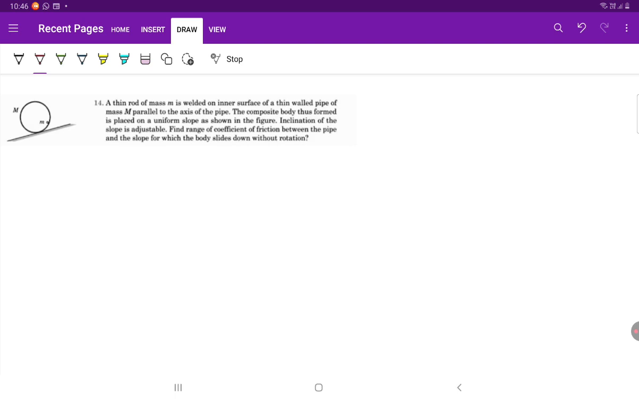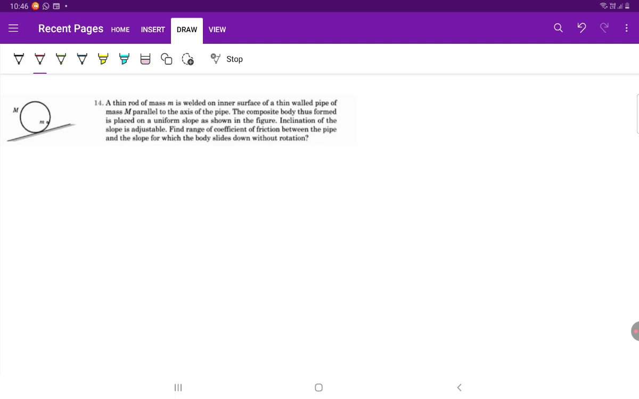So the problem says that we have a thin rod of mass small m welded on the inner surface of a thin walled pipe of mass capital M, parallel to the axis of the pipe. The composite body thus formed is placed on a uniform slope as shown. Inclination of the slope is adjustable.